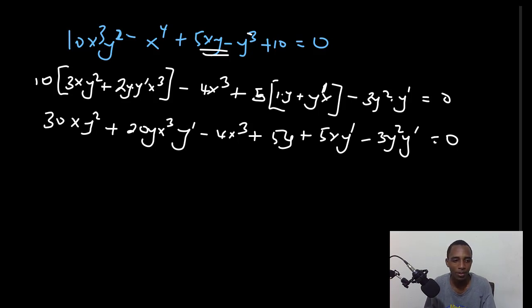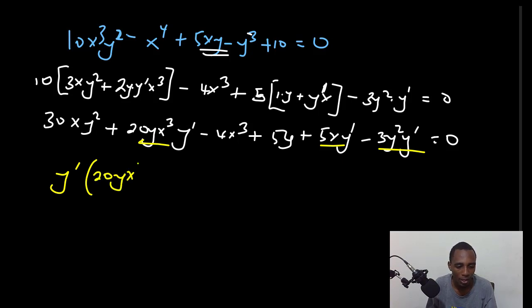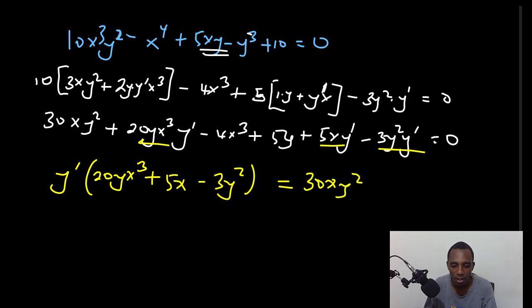So I will collect together the terms that have y prime in them. This term here, this term, and this. And I'll just factorize out y prime. So I have 20y x cubed, this guy comes next, plus 5x, and then this minus 3y squared equals, I take everything else to the right hand side. So I have 30xy squared minus 4x cubed plus 5y.